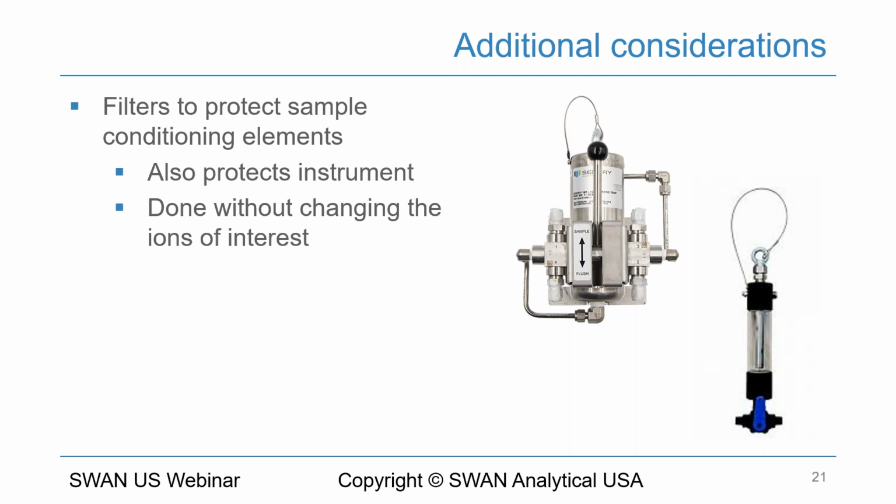So in this case here, we have pictures of what we call a mag trap. It uses a magnetic field to go ahead and remove iron particles, which can be harmful to the analyzers, but yet it does not change or adjust any of the ion species that we're actually trying to measure.